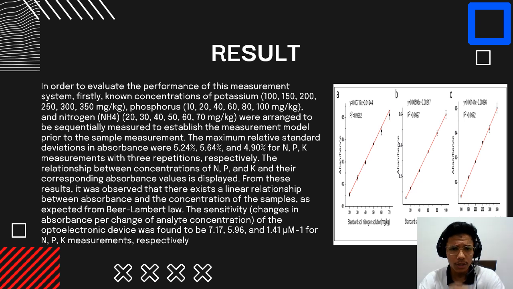The relation between the concentrations of N, P, and K and their corresponding absorbance values is displayed. From this result, it was observed that there exists a linear relationship between absorbance and concentration of the sample, as expected from the Lambert law. As you can see in the picture, the sensitivity, or change observable per change of analyte concentration, of the optoelectronic device was found to be 7.17, 5.96, and 1.41 for N, P, and K measurement respectively.